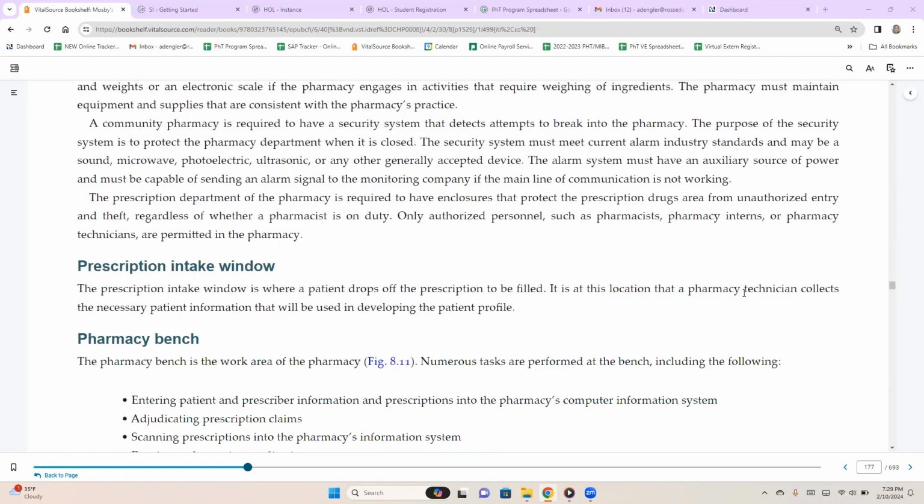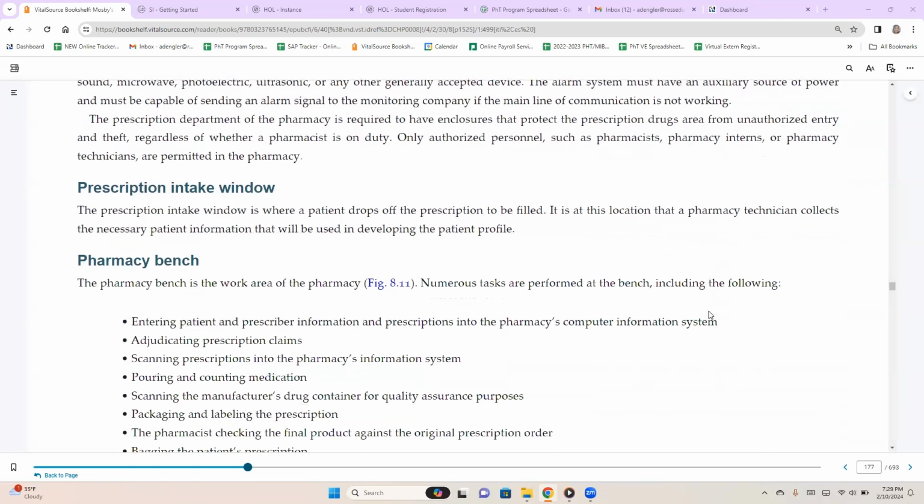The prescription intake window is where a patient drops off the prescription to be filled. It is the location where a pharmacy technician collects the necessary information that will be used in developing the patient profile.